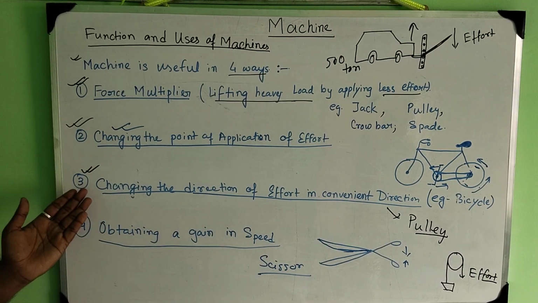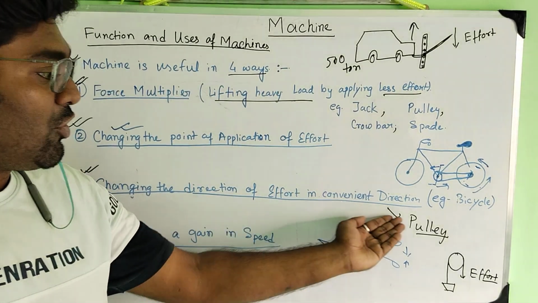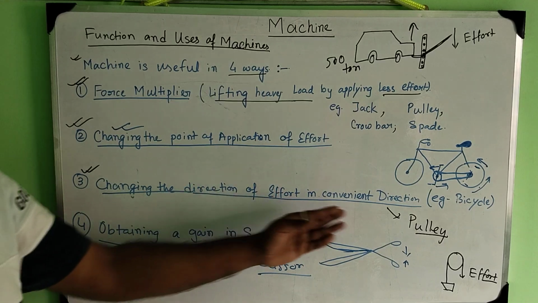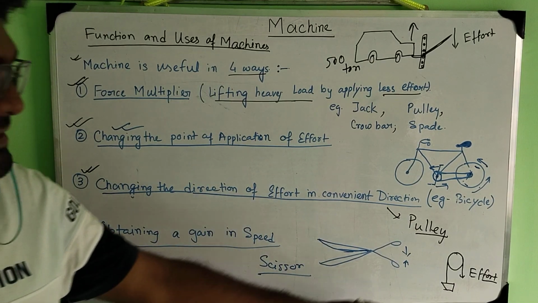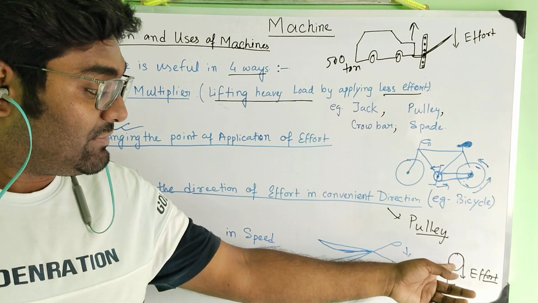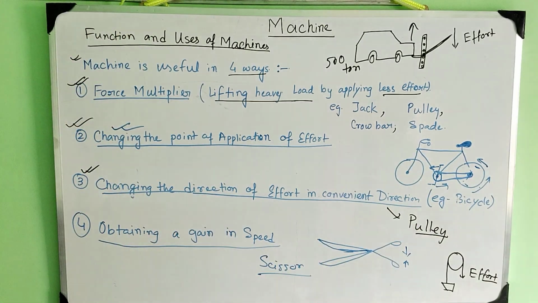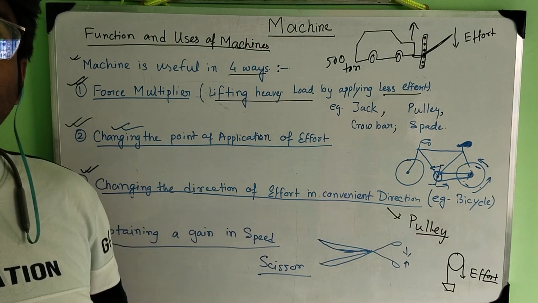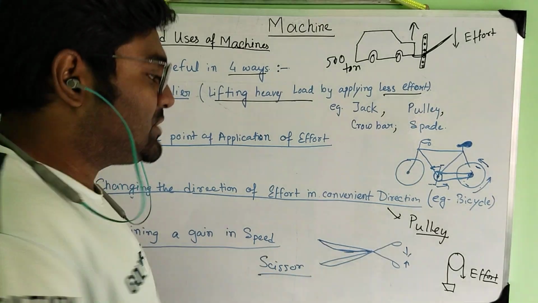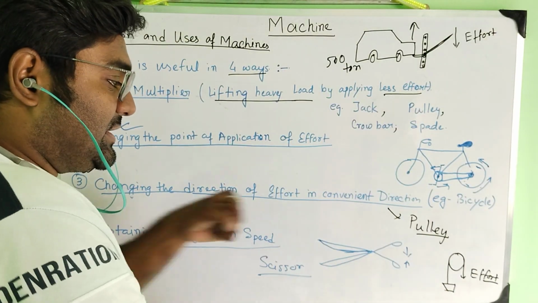Okay, the third point is changing the direction of the effort in a convenient direction. Let's take the example of the pulley. Just in the previous video we have discussed that it changes the direction of the effort in a convenient direction. So it is convenient for us to pull like this, not pull like this. Okay.